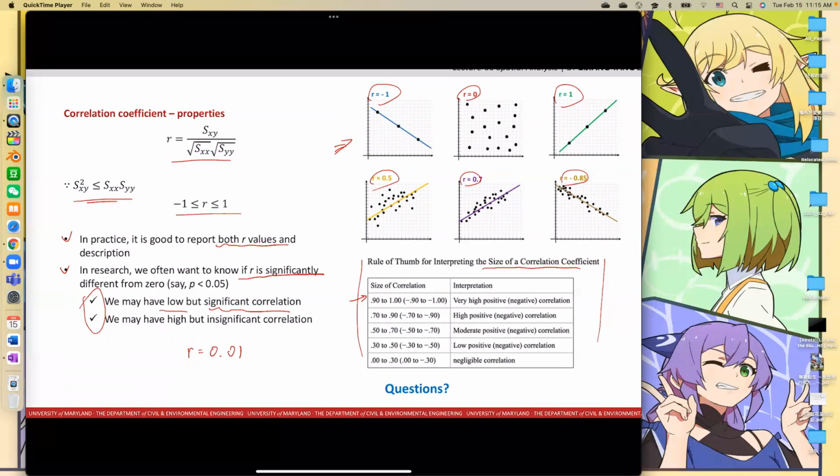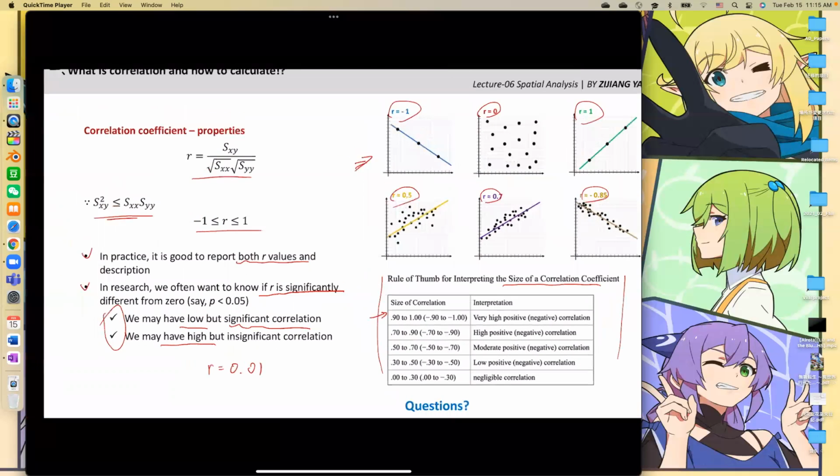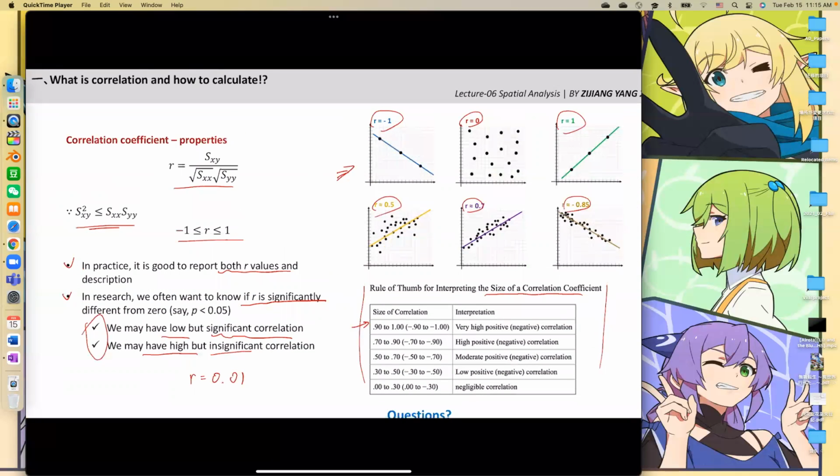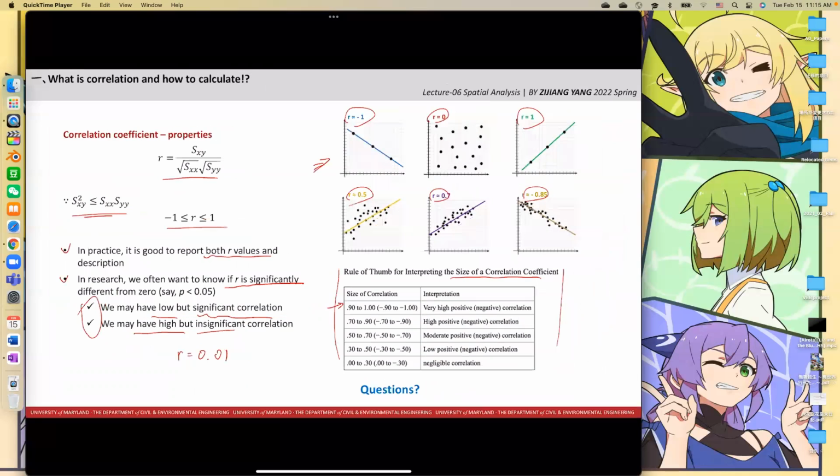On the other hand, we may also have the situation where we have a very high or very large correlation, but this correlation is insignificant. So this seems a little bit contradictory, but they can exist. And we need to be cautious about that.